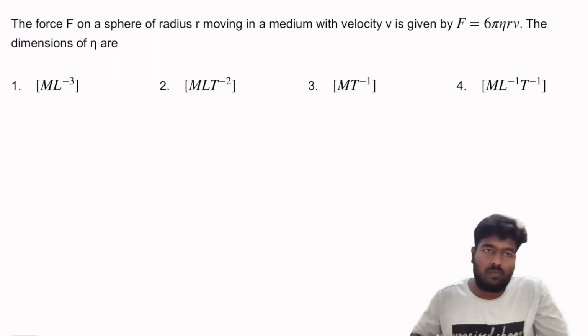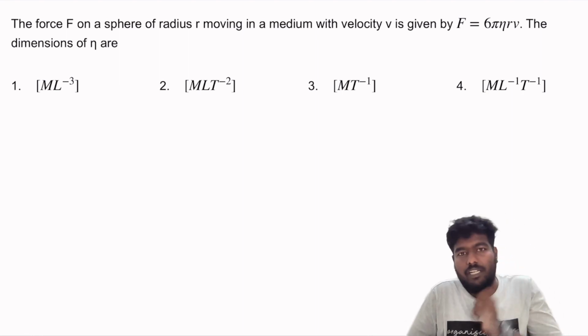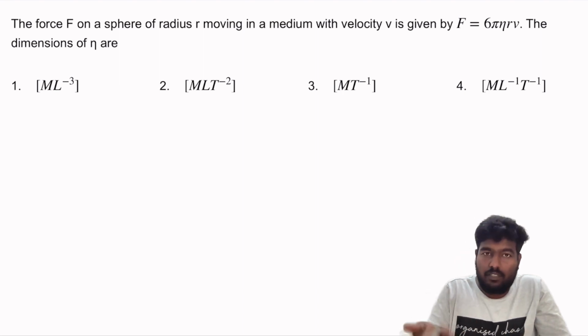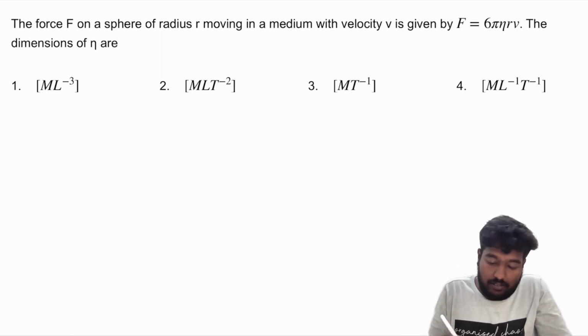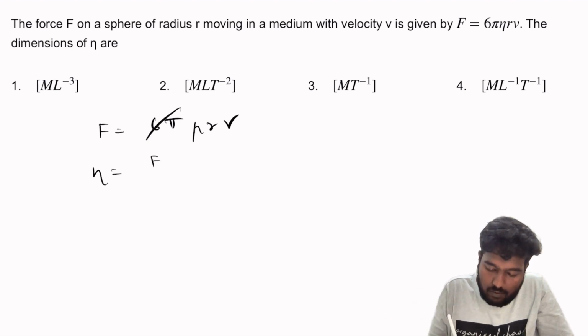The force F on a sphere of radius R moving in a medium with velocity V is given by F equal to 6 pi eta R V. The dimensions of eta. So they gave the equation, you just have to rewrite the equation. F equal to 6 pi eta R V. So leave the 6 pi, they don't have dimension. So eta will be force divided by R into V.